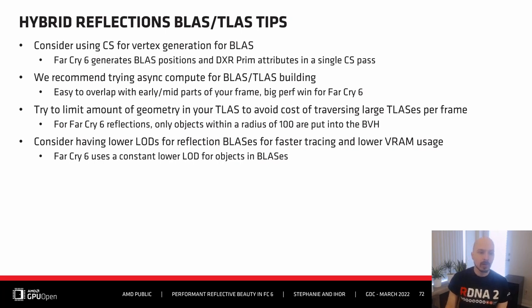So just to conclude our BVH and BLAS tips for hybrid reflections, it's worth considering using a compute shader for vertex generation. In Far Cry 6, our BLAS positions and DXR primitive attributes are all exported in a single compute shader dispatch. We recommend trying async compute queue for your BLAS and TLAS building. BLAS can be higher occupancy, but TLAS is generally low occupancy, and so it was a good performance win for us. You want to try to limit the geometry that's in your TLAS just to avoid the cost of traversals.